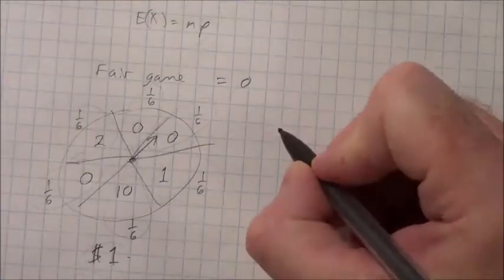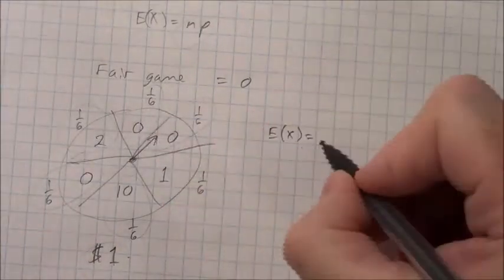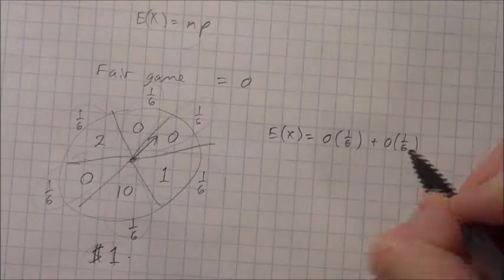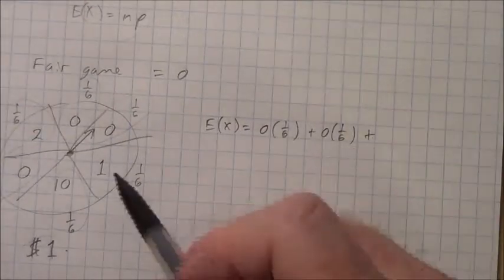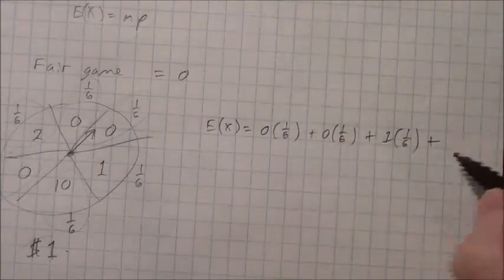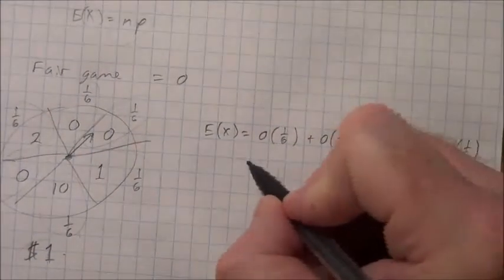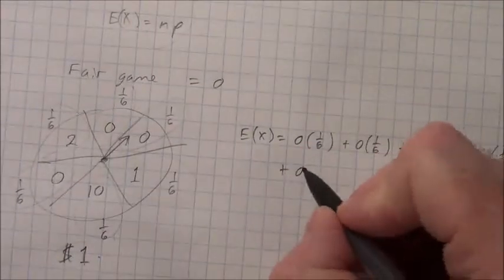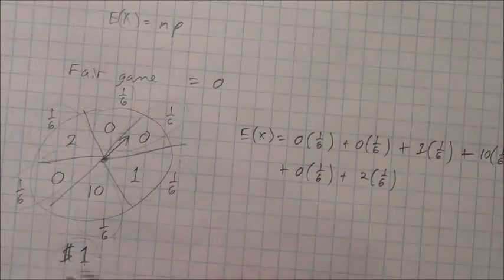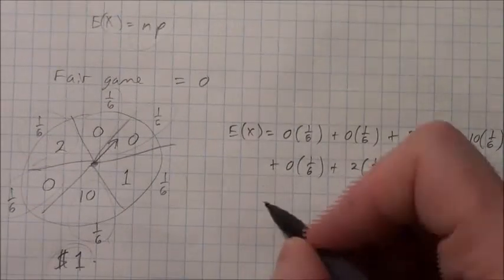So suppose, just for example, we say the expected outcome is going to be 0 multiplied by 1 over 6 plus 0 multiplied by 1 over 6, then plus 1 multiplied by 1 over 6, then 10 multiplied by 1 over 6. So if it lands there, you're kind of lucky. Then we'll continue adding down here. We've got 0 multiplied by 1 over 6, and then 2 multiplied by 1 over 6. And then of course you have to subtract off the dollar it costs to play the game, and then we add all this stuff together.